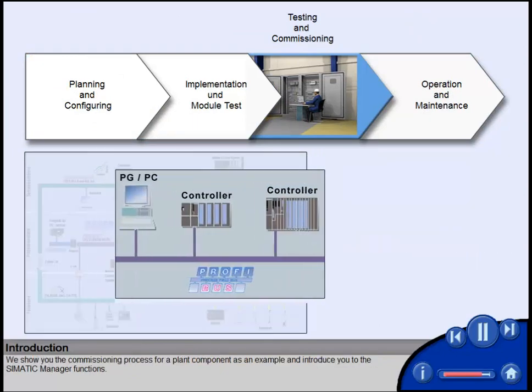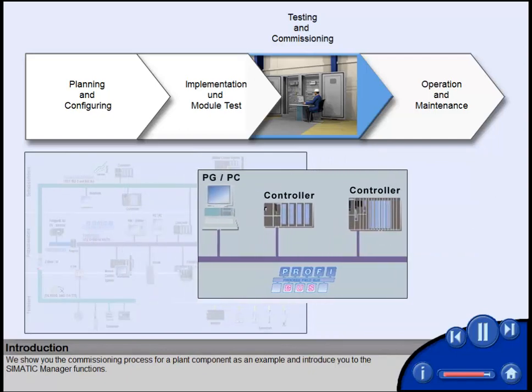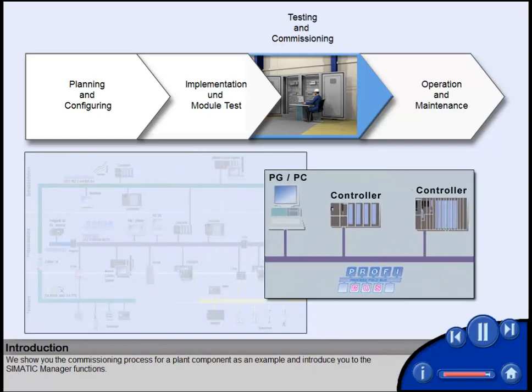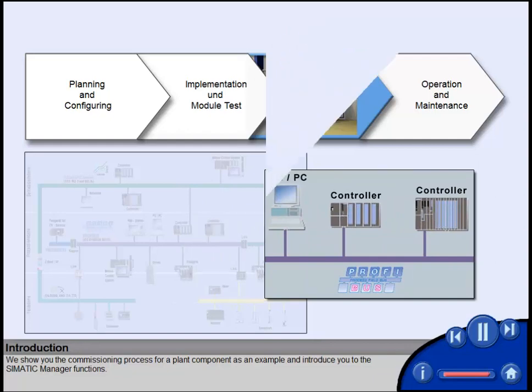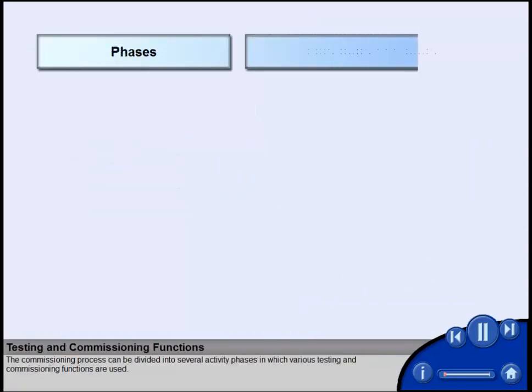We show you the commissioning process for a plant component as an example and introduce you to the Simatic Manager functions. The commissioning process can be divided into several activity phases in which various testing and commissioning functions are used.